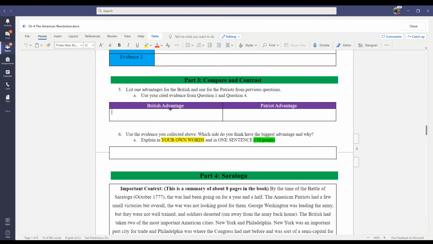You're going to go back and look at your cited evidence from question 1 and question 4, and you're going to list one advantage for the British and one for the Patriots from those previous questions, and you're just going to transfer them down here. Once you have those 2 that you think are the best 2, you're going to do question 6. Use the evidence you collected above. Which side do you think has the bigger advantage and why? Explain in your own words and in 1 sentence.